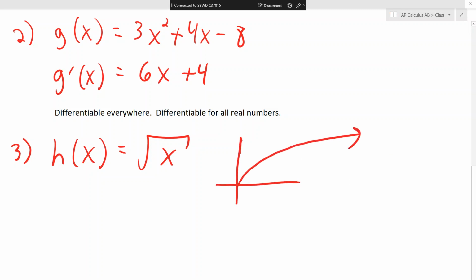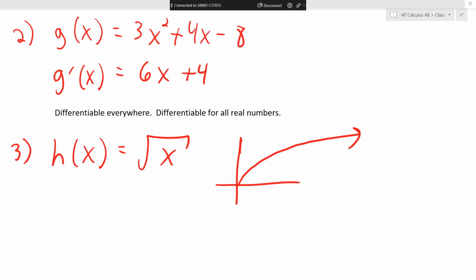It looks like this. Okay? What is that not going to be differentiable? Just looking at the graph. What's up, Theo? Definitely not negative numbers, right? Because there's nothing there. There's no point there. And also, where's the graph stop? Where's it not continuous? 0. So it's not differentiable for any negative number or for 0.